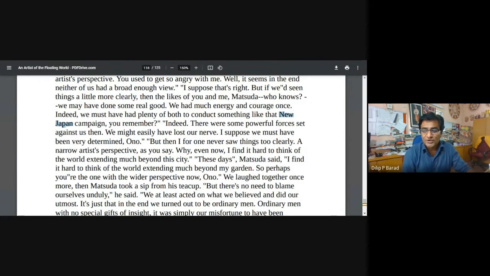The campaign of Donald Trump was also the same, that let us make America great again. That was his campaign. So what did Obama do? The previous president was Obama, Barack Obama. So was he not making America great, that you have to make it great again? So that is how the political language is always deceptive language, manipulative language.